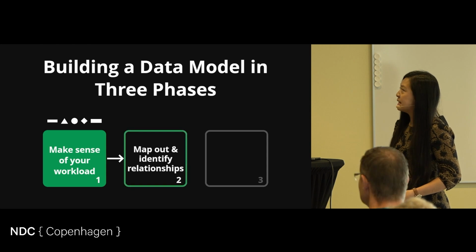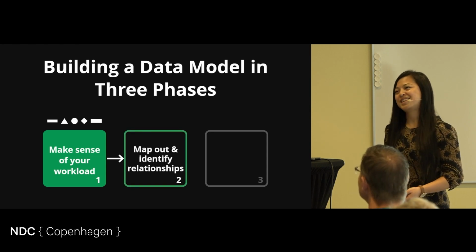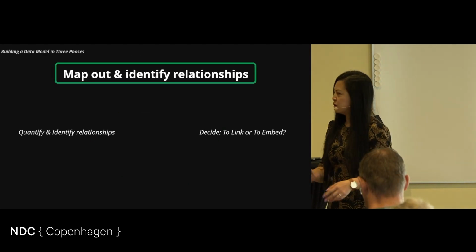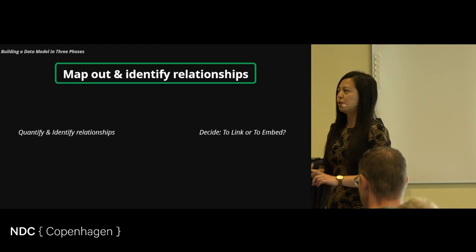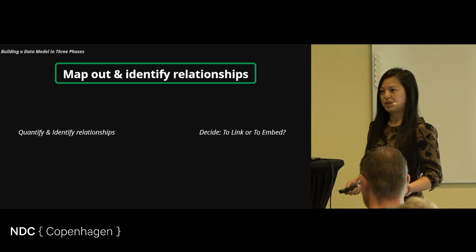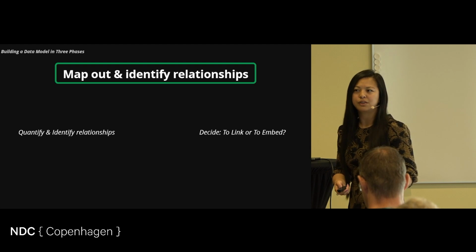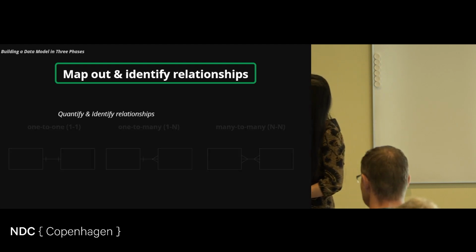And that next phase is to now map out and identify those relationships. So in this phase, there's two things that you do. You first quantify and identify what those relationships are, and then you decide, do you link or do you embed all of the relationships that you find?